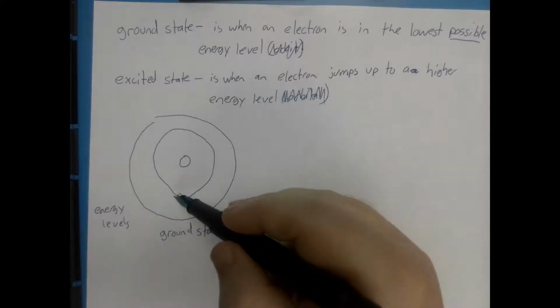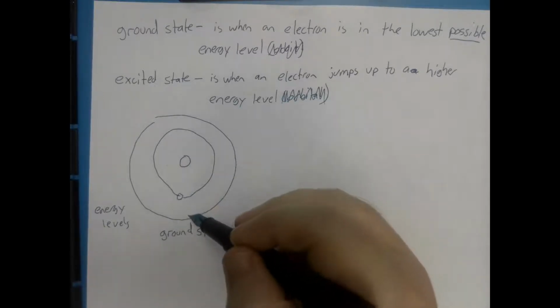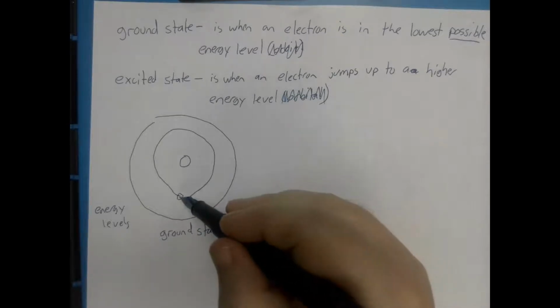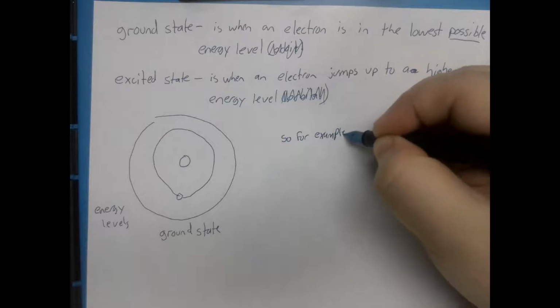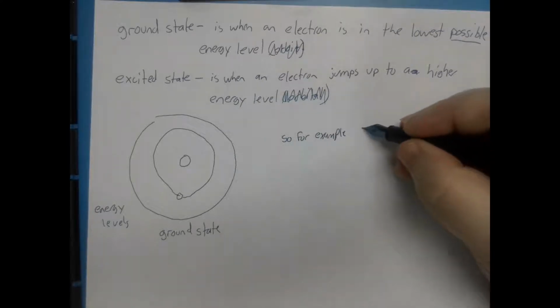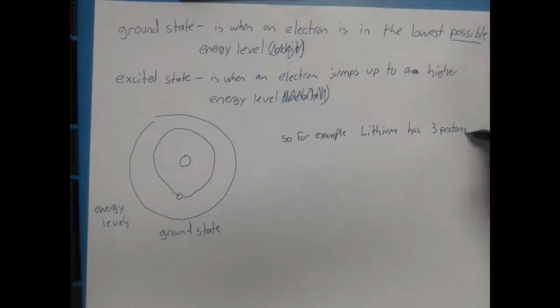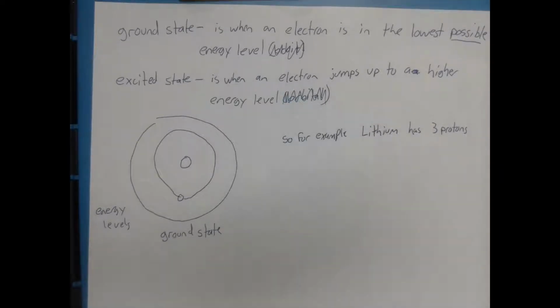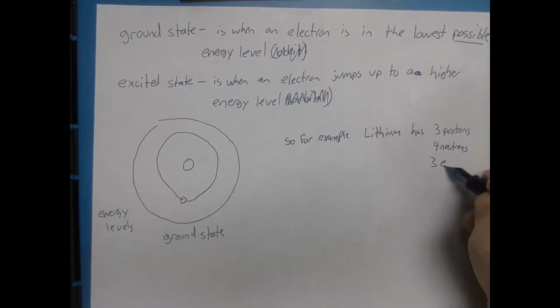Here we have two energy levels. A certain energy level can only hold so many electrons. This lowest one can only hold 2. So if we had 3 electrons, one would not be in the ground state. For example, lithium has 3 protons, four neutrons and 3 electrons.